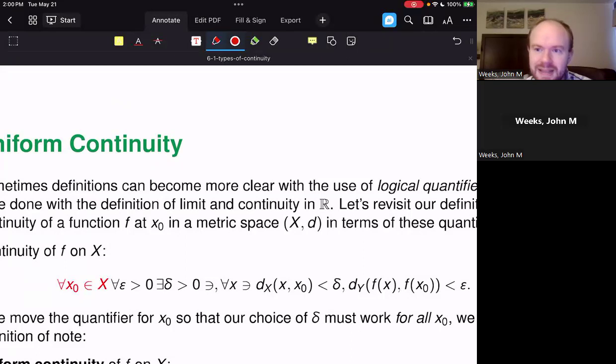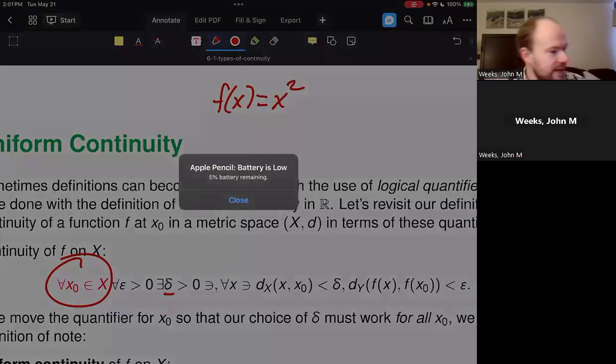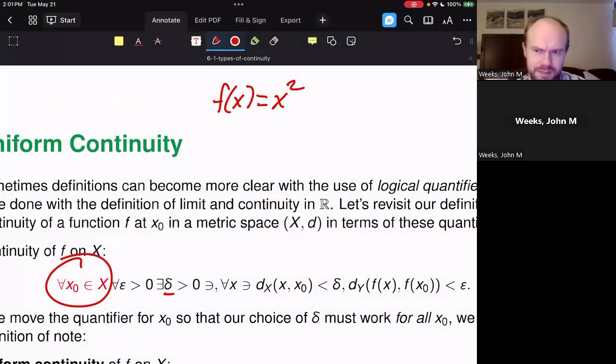Uniform continuity is a little bit stronger. What makes it stronger than continuity is it does not allow us to have this choice of x naught with the choice of epsilon. Whenever we choose this delta, for example, whenever we're trying to show that something like f of x equal to x squared is continuous, what we notice is that oftentimes that delta that we end up choosing relies on more than just the epsilon that we were given.